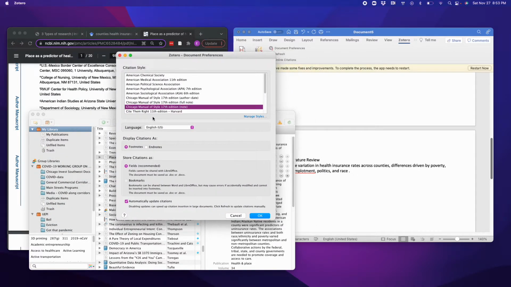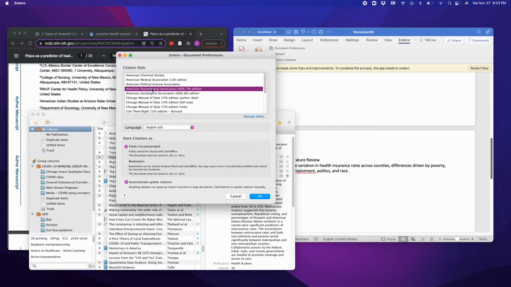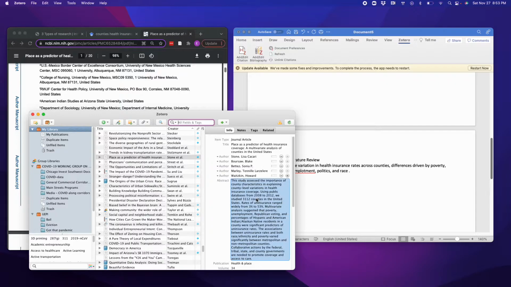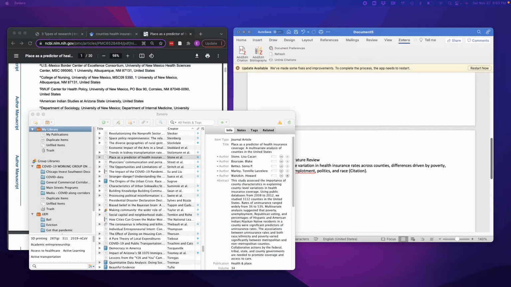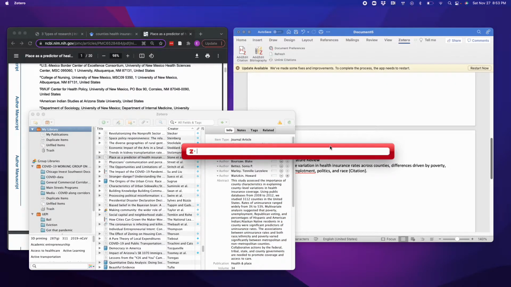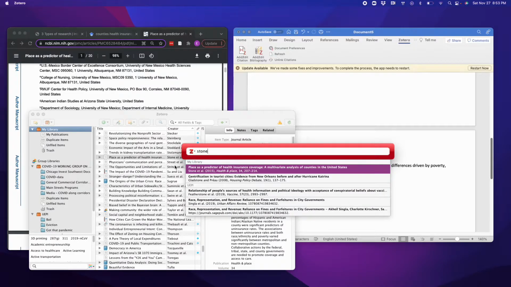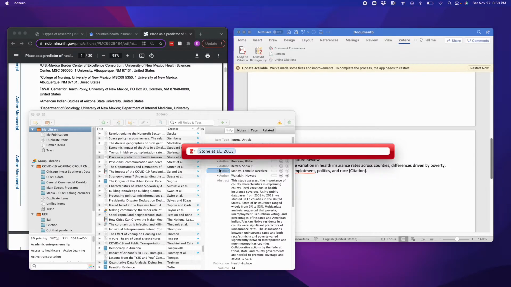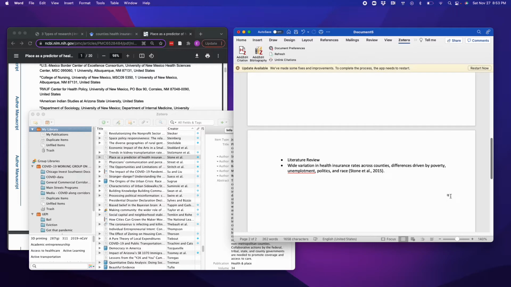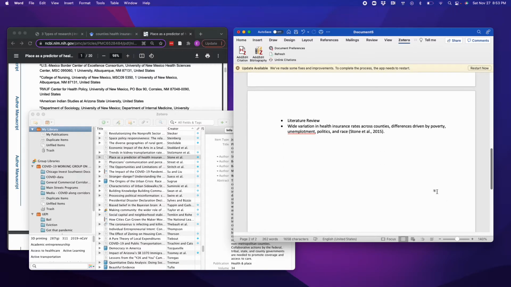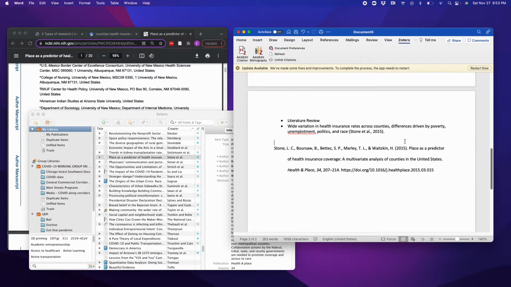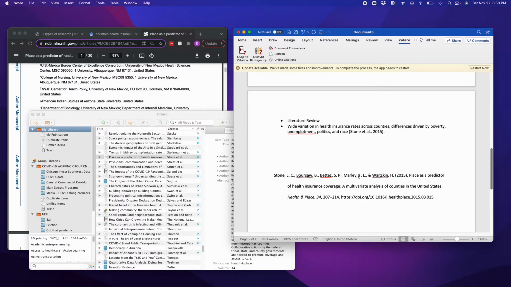So I first have to tell it what system of citation I want. I don't really care what system you use, just use a system. I will use APA. So I find the article, place as a predictor. Now I have that cited. When I'm done with my paper, I can click add my bibliography, and now I have the full listing, and I don't have to worry about that later.